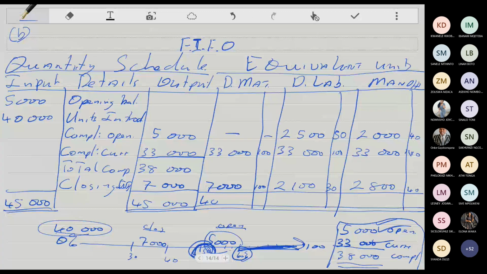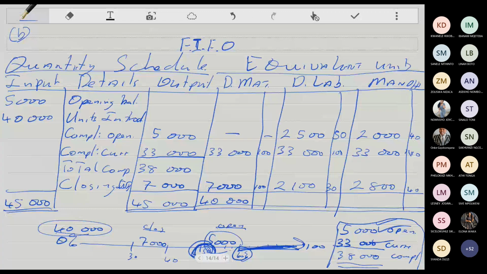Then your labor, they have completed 100% of the current units, which is 33,000, plus what the 30% that they've done to the current units, which is then at the closing. So it's going to be 37,600.